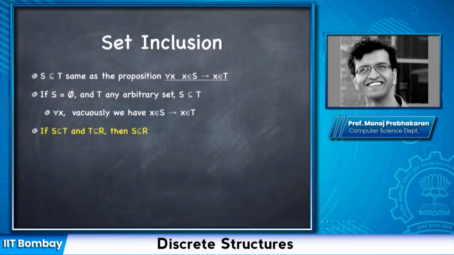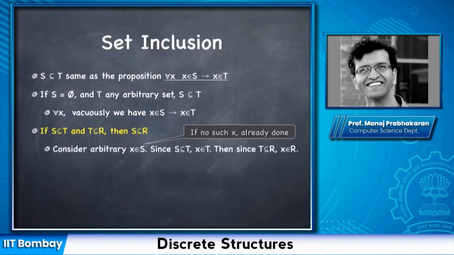You could also similarly argue that if S is contained in T and T is contained in R, then S is contained in R. So here is a quick proof. We want to prove S is contained in R, so I'll take any arbitrary element in S and show it's an element in R. There is one caveat: I cannot start by taking an arbitrary element in S if such an element doesn't exist. But in that case, we are done. If there are no elements in S, then, since the empty set is contained in R, we're already done.